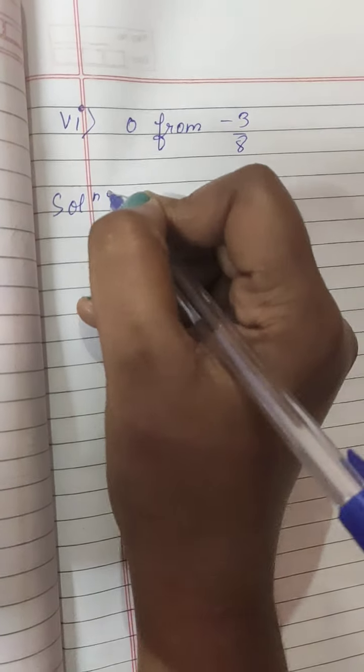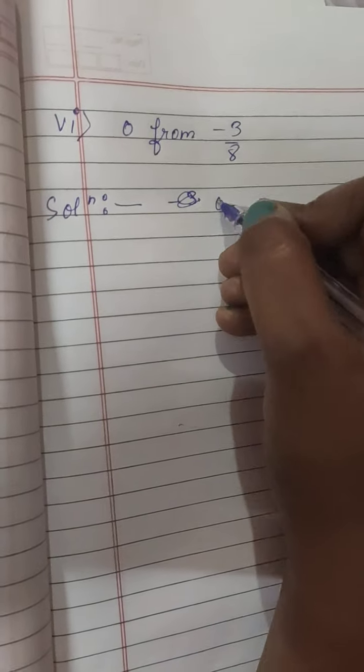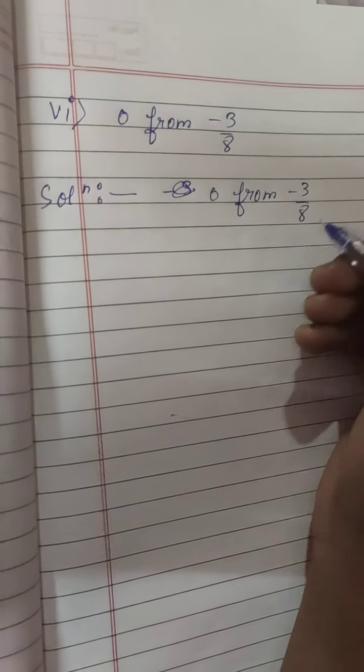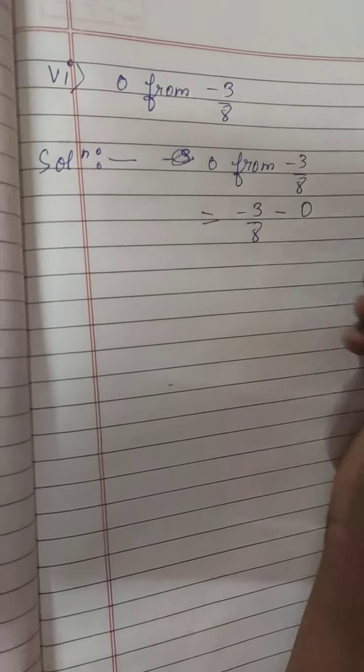Question is 0 from minus 3 by 8. Solution: first you will write the question, 0 from minus 3 by 8. Okay, so minus 3 by 8 minus 0.